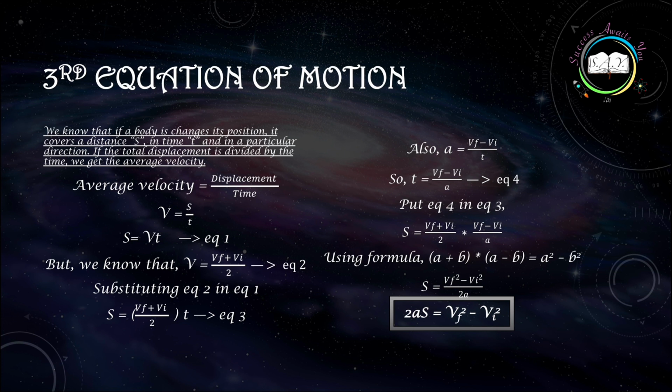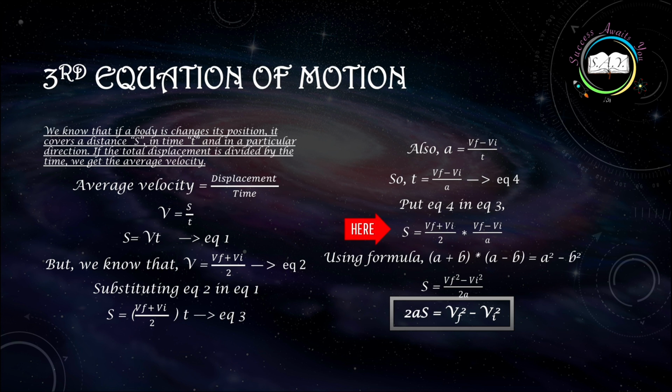Consider the same body for the third equation of motion, and we will repeat the same steps till equation 3 as we did in the second equation of motion. After that, we know a equals vf minus vi upon t. We will cross multiply a and t, which will then become our equation number 4.